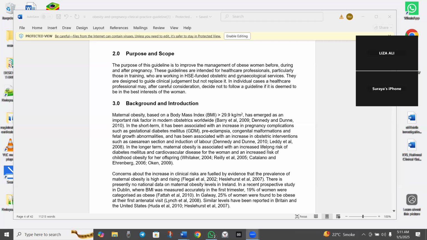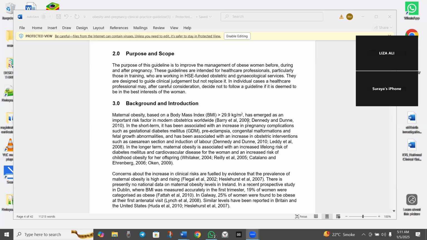All the data is not available to them, but according to their guideline, whatever data is available at that time, 25% of women are found to be obese at the first antenatal visit. That means if 100 women come, 25 women are obese at their first antenatal visit. So we have to check them and counsel them about the complications she can have with obesity, for the baby and for the mother. This is very important from the exam point of view.